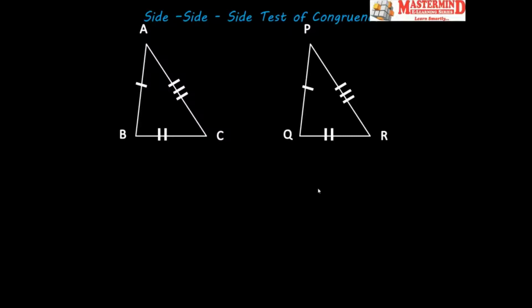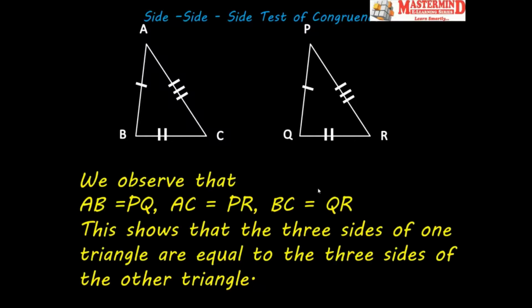Now look at these two triangles, triangle ABC and triangle PQR. If you observe, AB is equal to PQ. The side AB and side PQ have the same symbol. That means they both are equal. Also, we have AC is equal to PR. This side AC and side PR are equal in length. Also, we have side BC is equal to side QR. Right? So, what does this show? This shows that the three sides of one triangle are equal to the three sides of the other triangle.